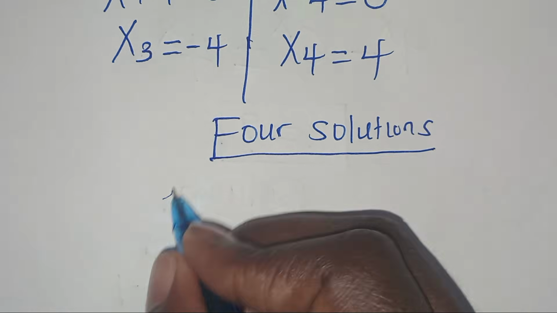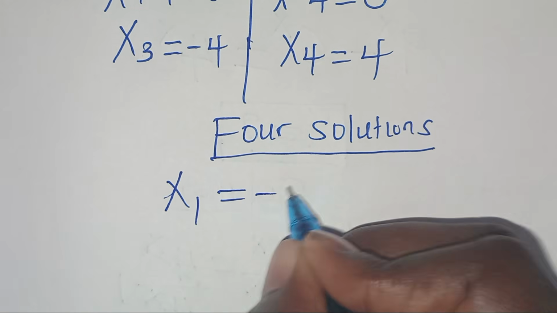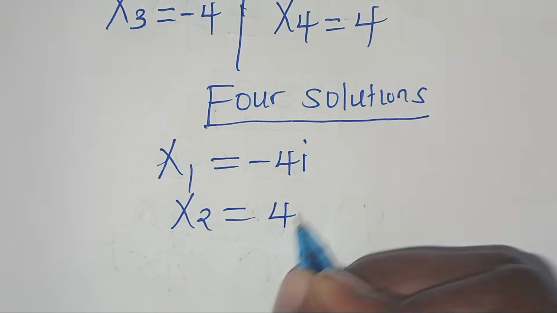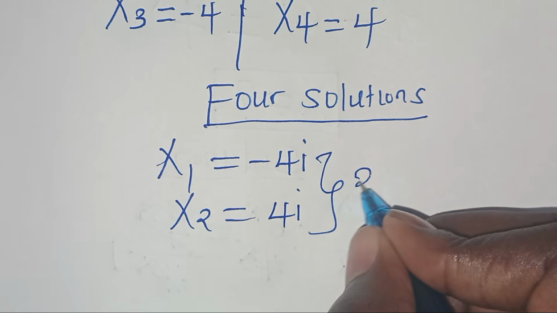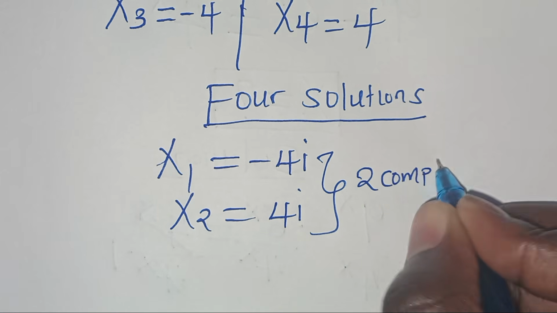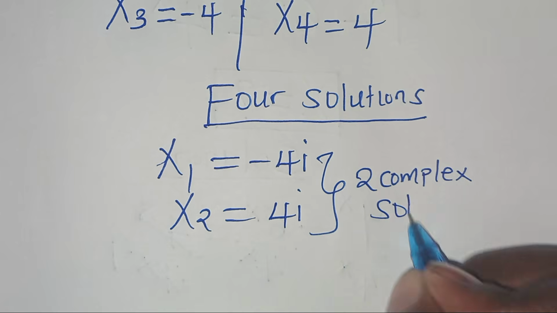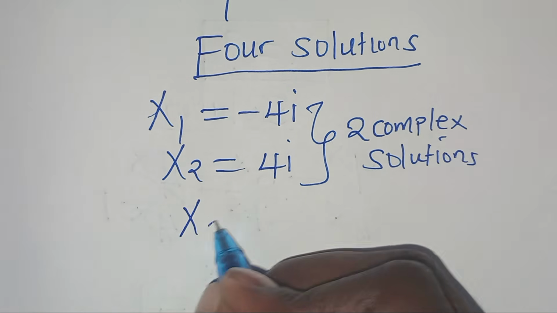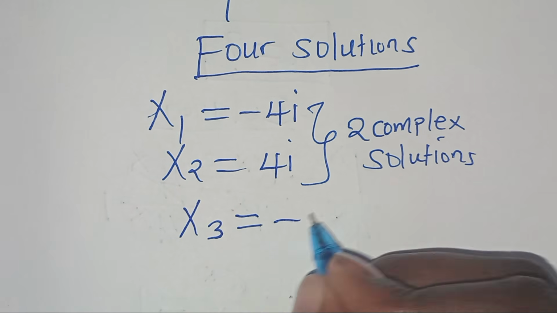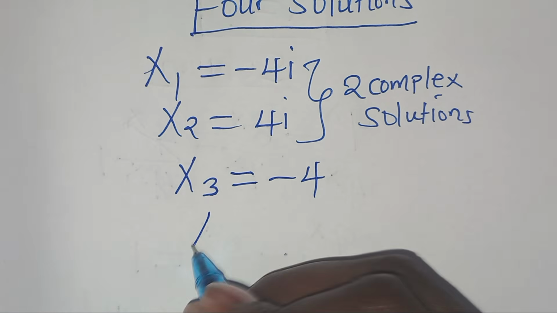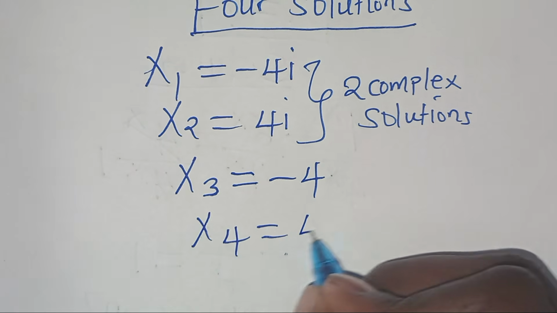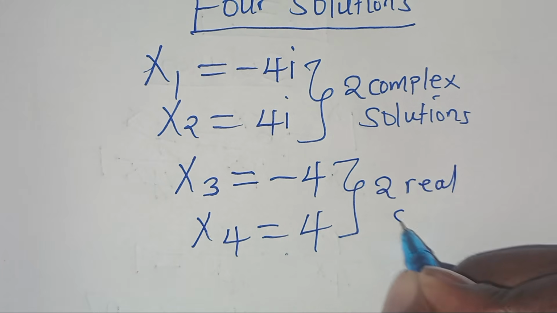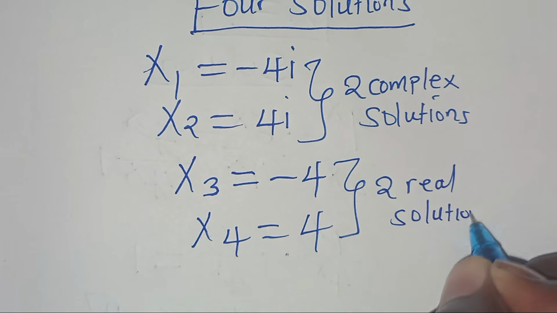Now, we have x1 is equal to negative 4i, and we have x2, which is equal to 4i. These are two complex solutions. Then we have x3, which is equal to -4, and we have x4, which is equal to 4. And these are two real solutions.